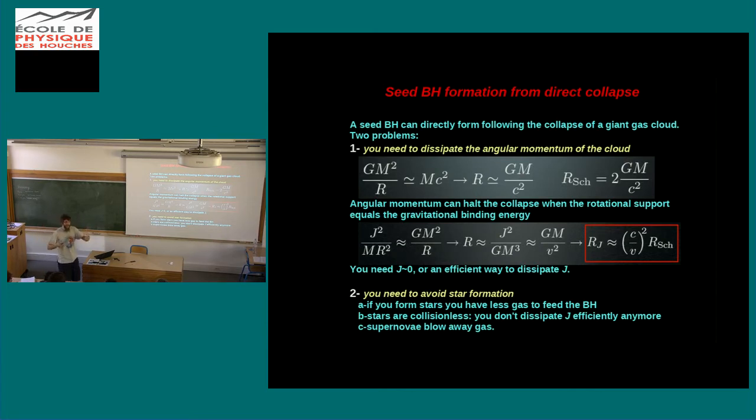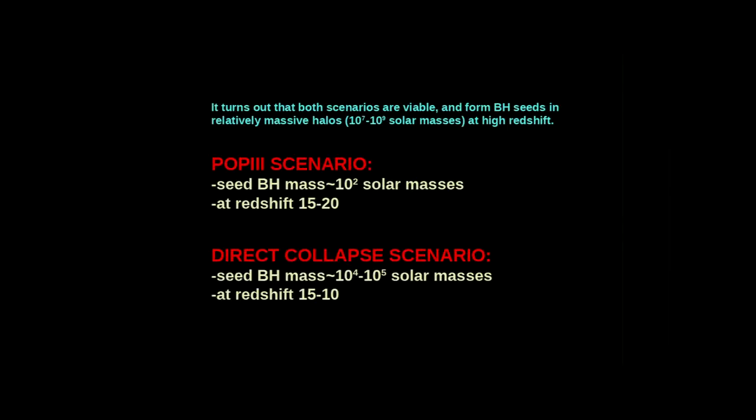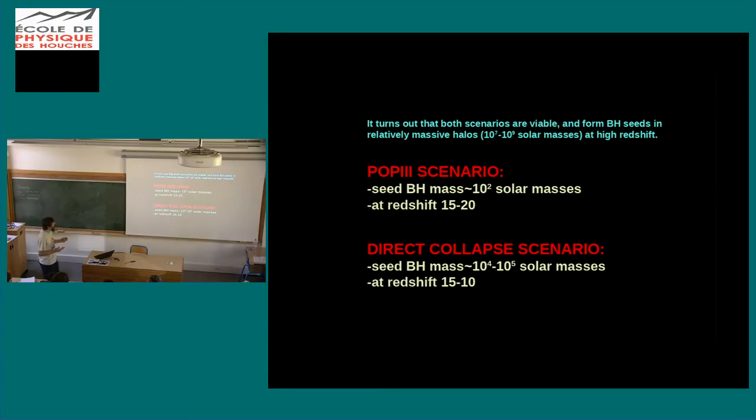So this is the main challenge of this type of models. Anyway, we are not going to go into any details of this, but the point is that we have several scenarios. I list the two leading ones here, but there is at least a third one, but let's forget about that, to form black holes at fairly high redshift.